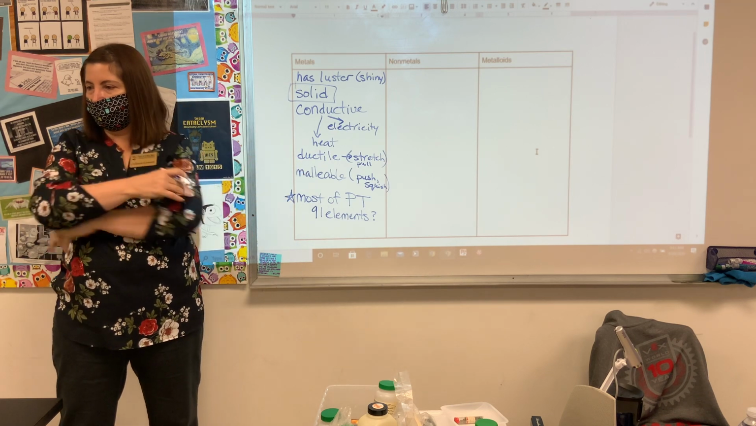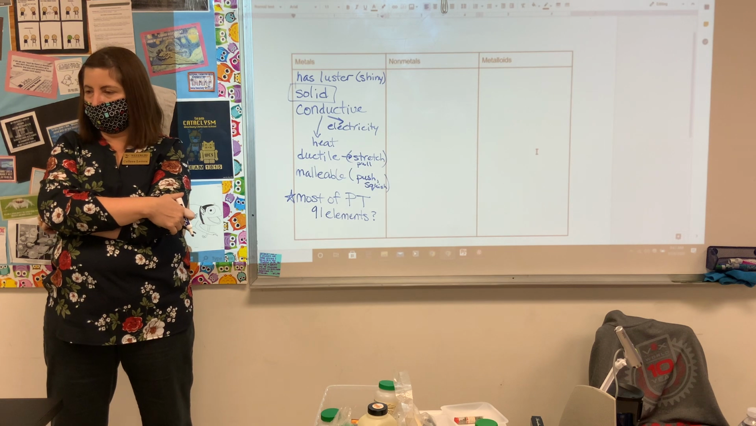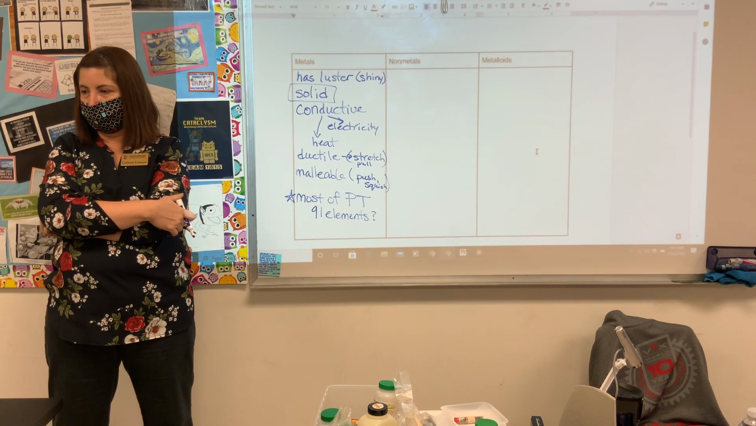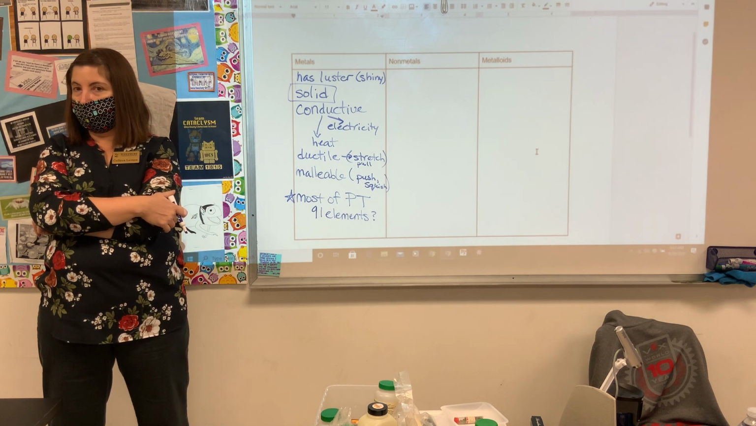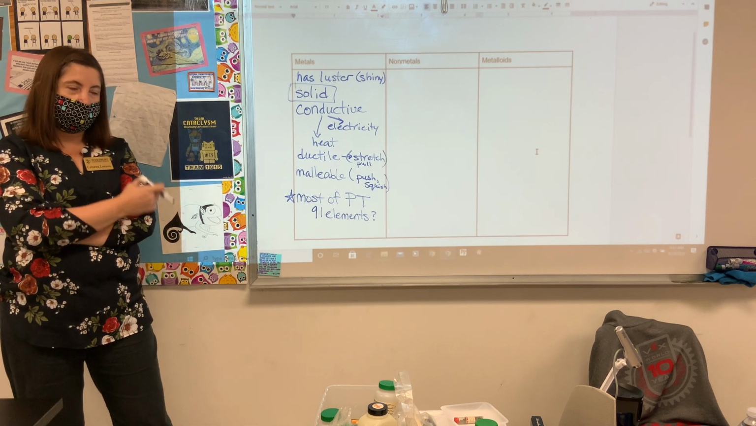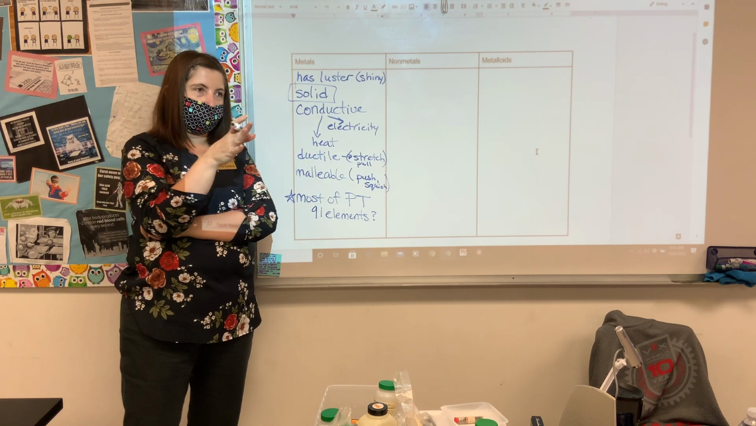So I have a question. If you take two metals and you mix them together, would they form a different type of metal, or would they kind of be like a mix? Well, okay. So Bella has a great question.